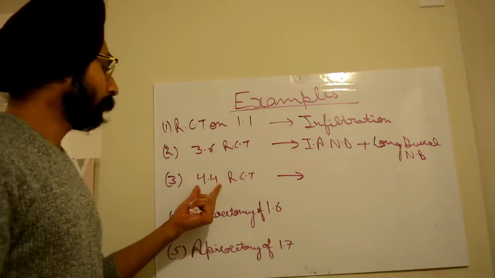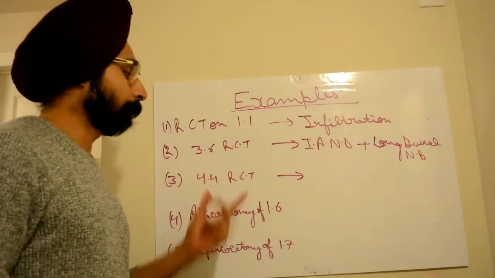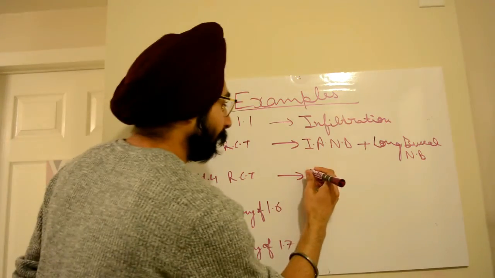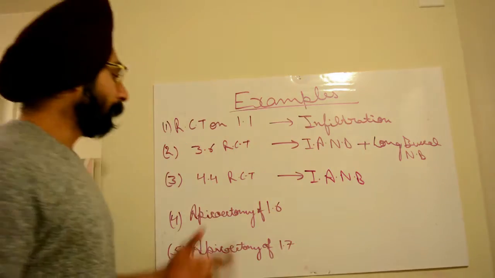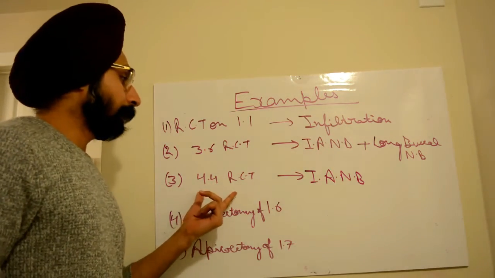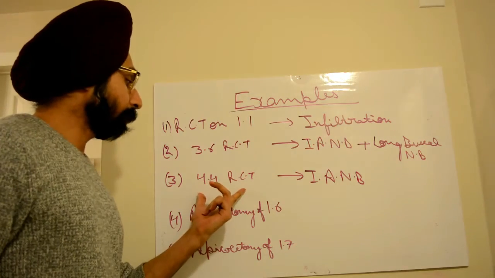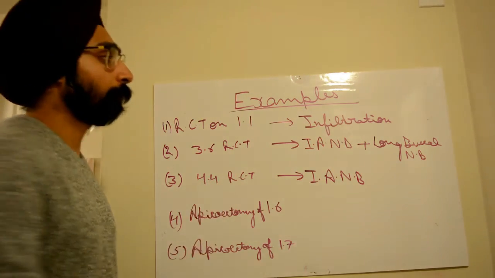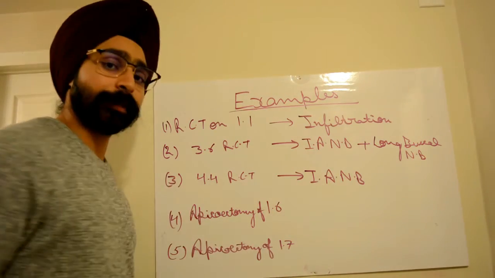Let's move on to 4-4 RCT. 4-4 means lower right first premolar. In this case we will give IANB. But we know that IANB will anesthetize the buccal as well as lingual soft tissue of this tooth. So we don't need to give long buccal nerve block. Only IANB will serve the purpose.